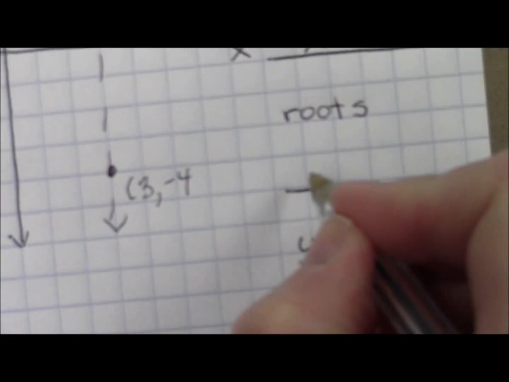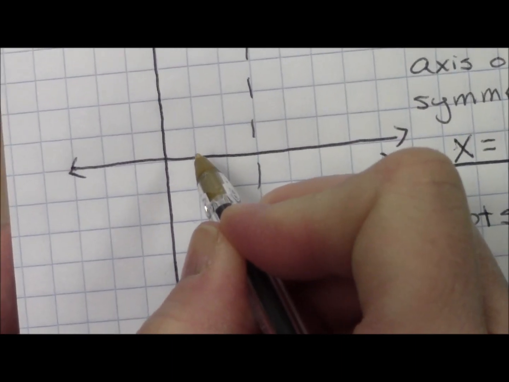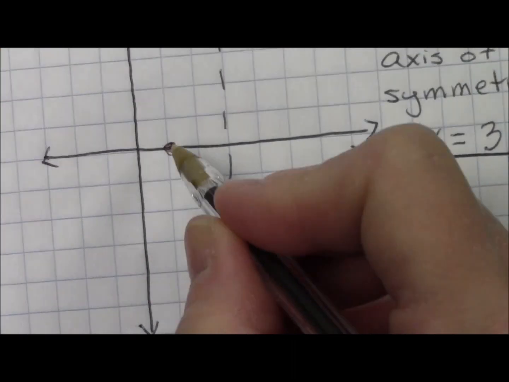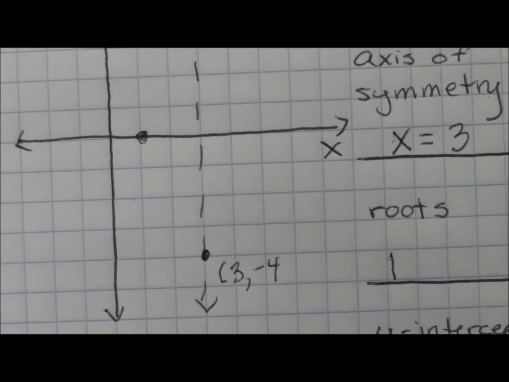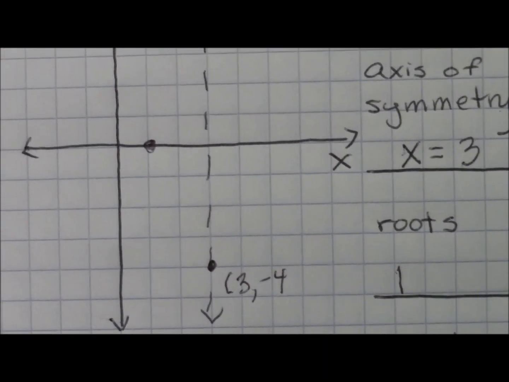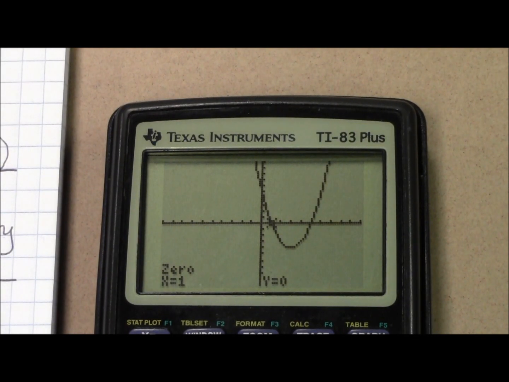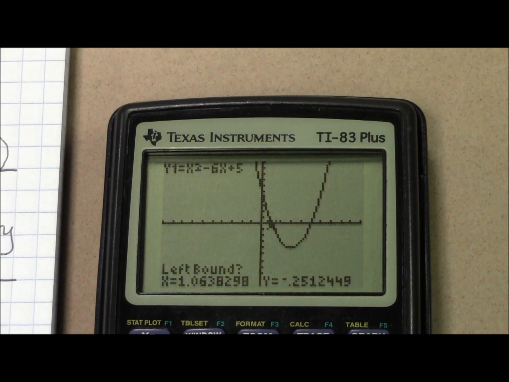So we record that, and we're going to graph our point 1, 0 right here. So there's one of our roots. So when we draw our parabola in, it's going to go right through that. Now we need to calculate the other root. So what we can do, once again, on your calculator, push Second Calc, and we need to choose 0 again. We're calculating a 0 or a root.